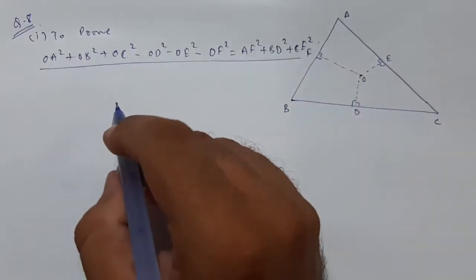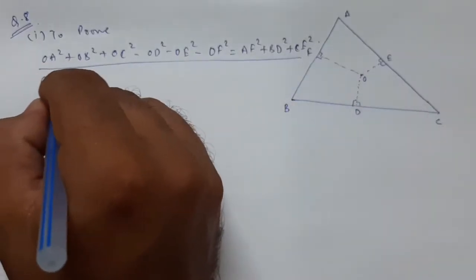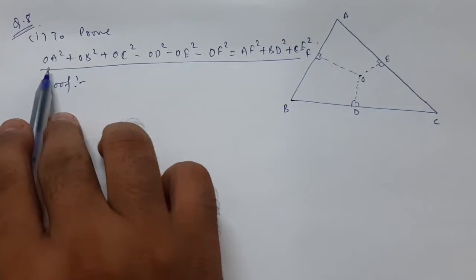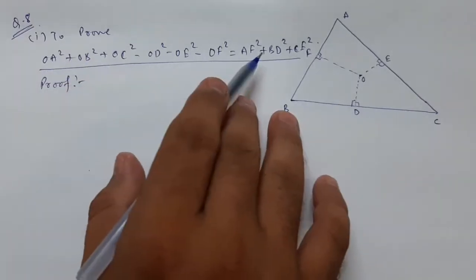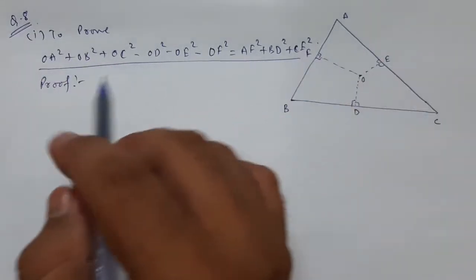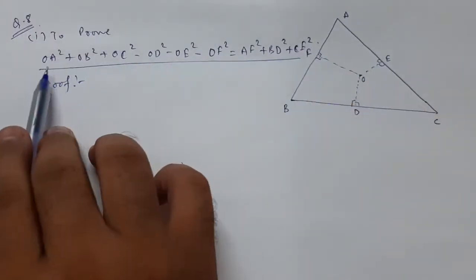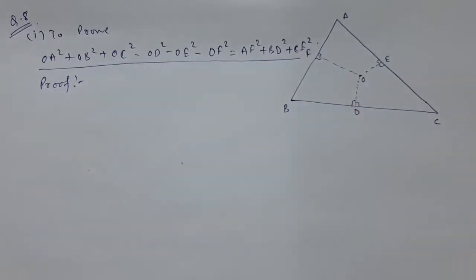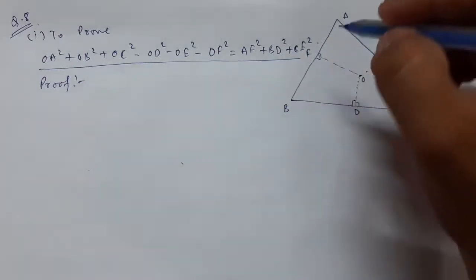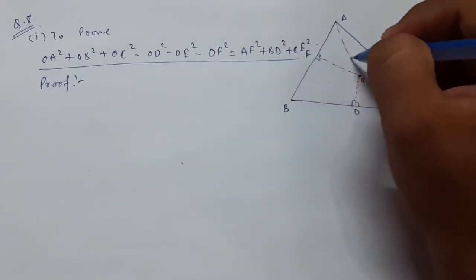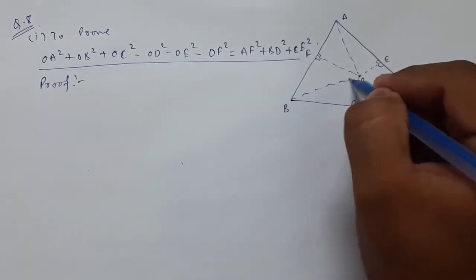Okay, it is very simple. Let us see the proof. Everywhere it is square and plus and minus, so obviously you have to select the triangles and just apply Pythagoras theorem. Now you need to see which triangles to take. That is most important. First thing is you join this OA, OB and OC.